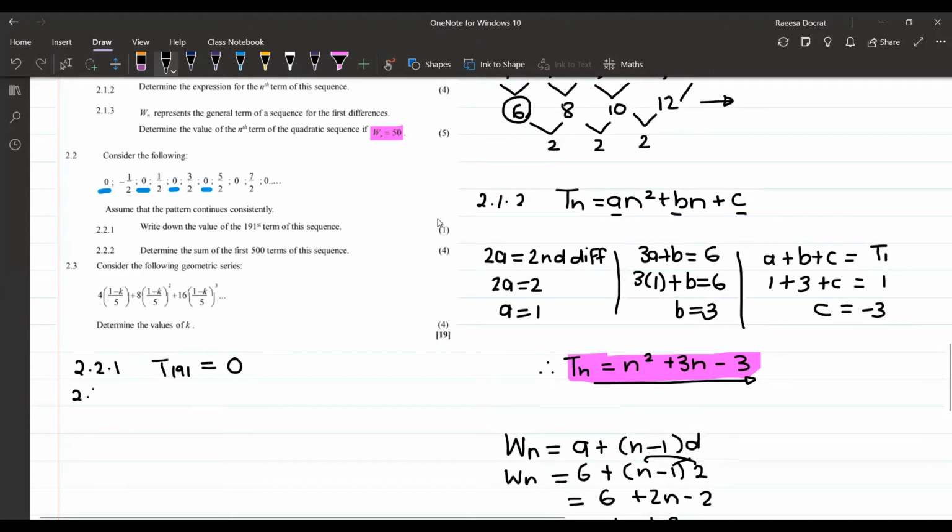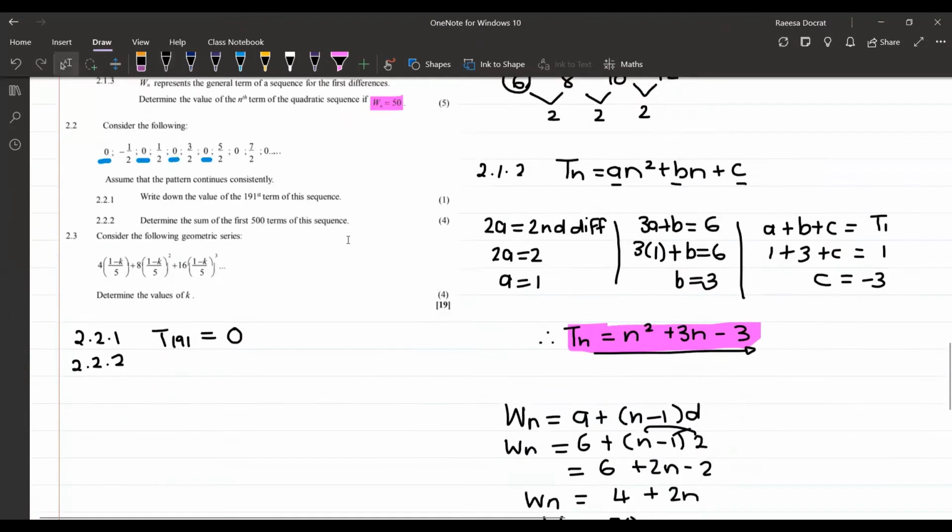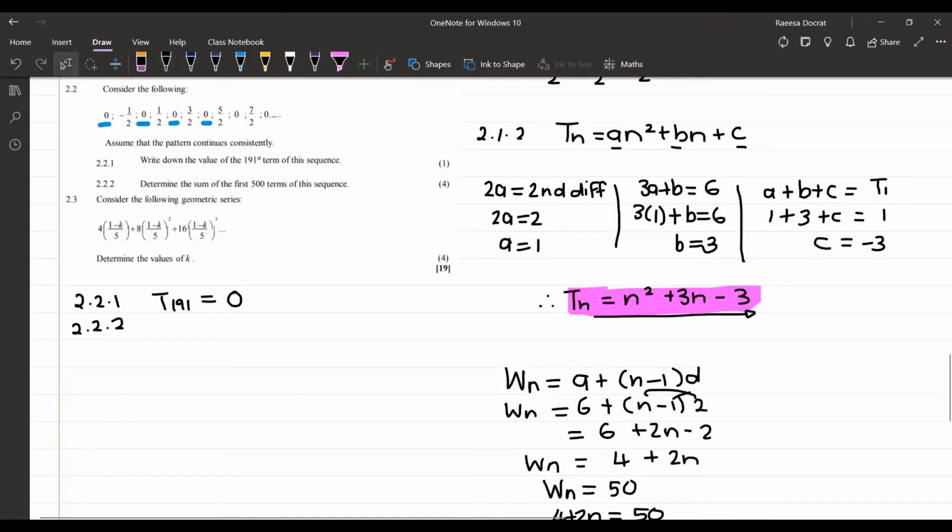Then we have 2.2.2. It says determine the sum of the first 500 terms. So for the 500 terms, we have 250 zeros, and we have 250 terms of the other pattern: minus a half, 3 halves, 5 halves, and so on.